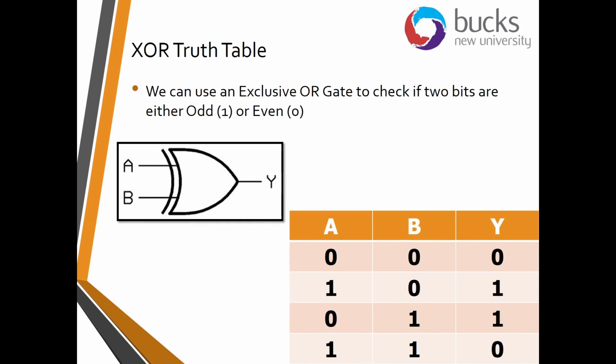Now, how do devices then check parity? How can they check this? Well, you can actually use logic, and one of the best gates for applying this type of logical check to signals would be an exclusive OR gate. So an XOR truth table is what we have here.